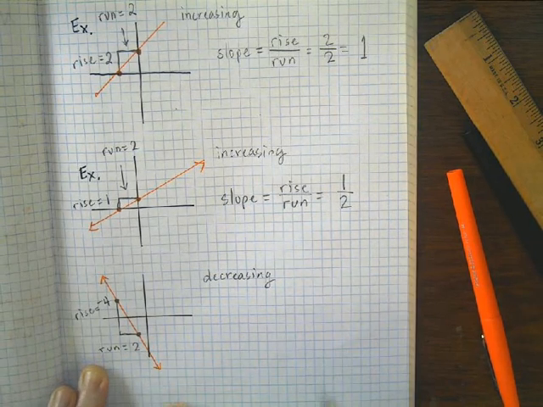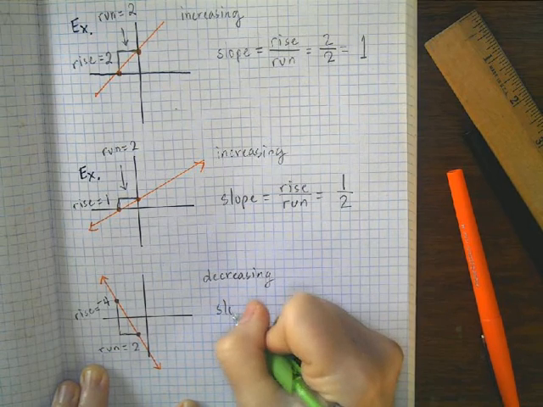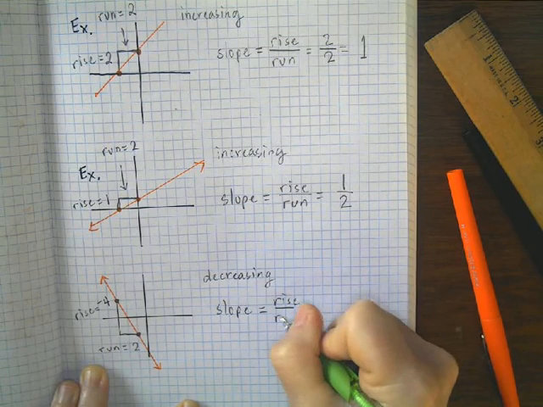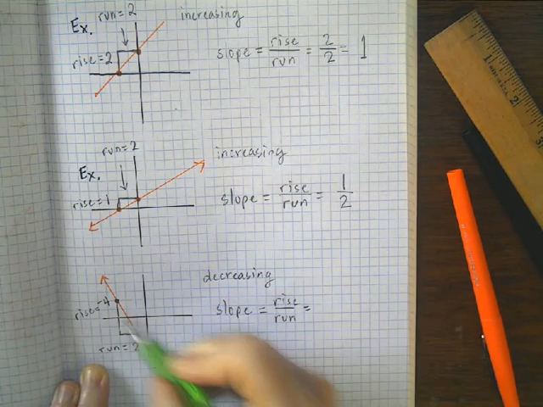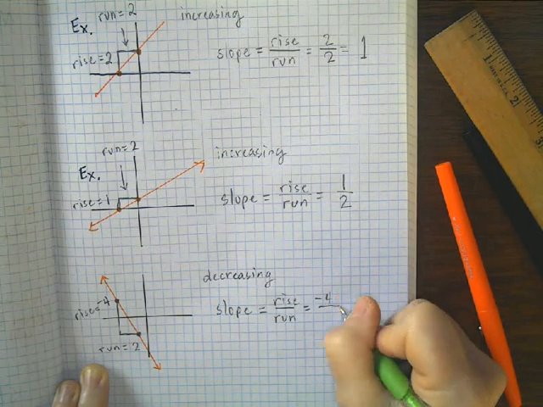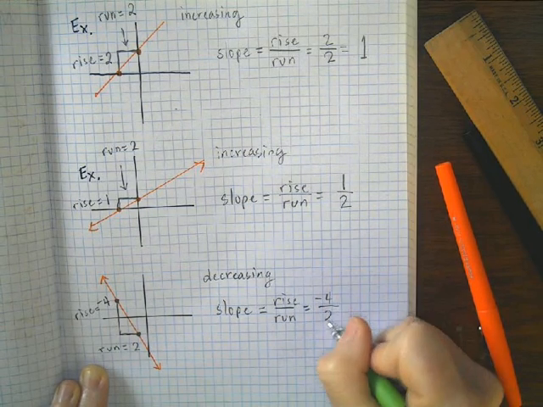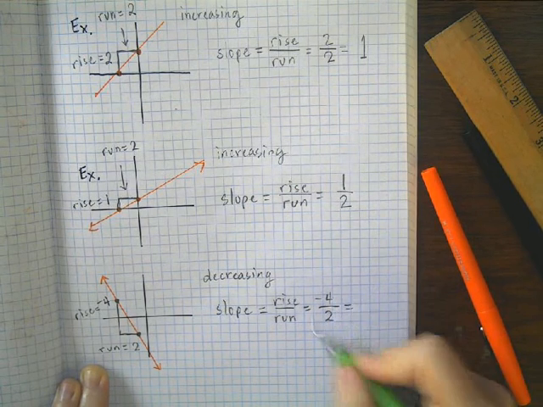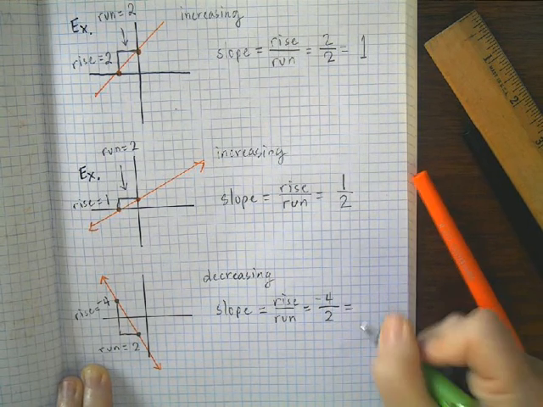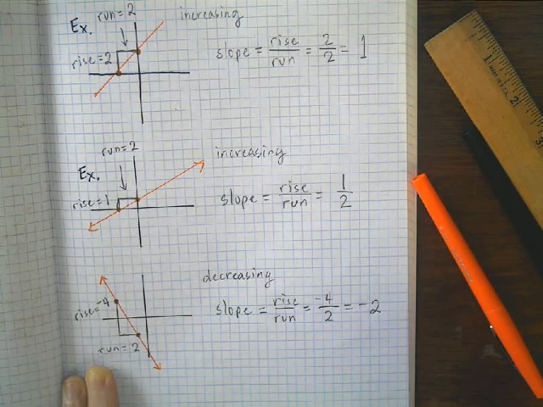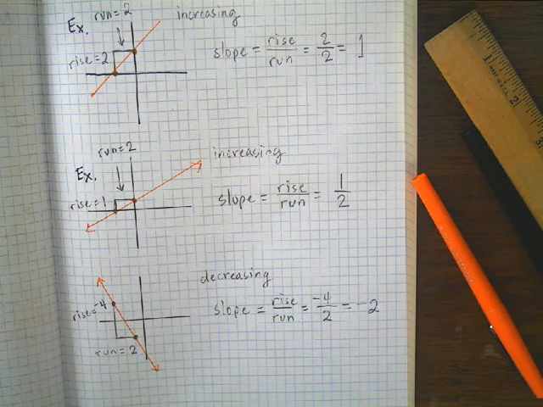Okay? So my slope is equal to rise over run. So its rise was -4, and the run is 2. Negative divided by a positive is a negative. I can reduce this. I can divide, and I get -2. Okay, so make sure you're reducing your fractions. If you get big numbers, go ahead and reduce them.